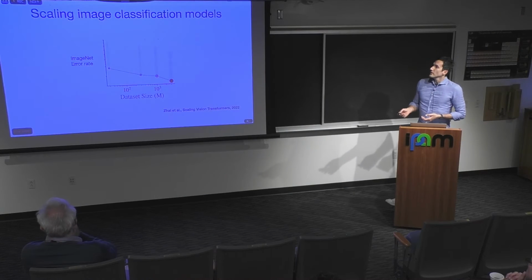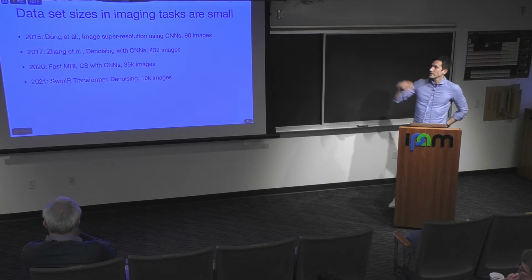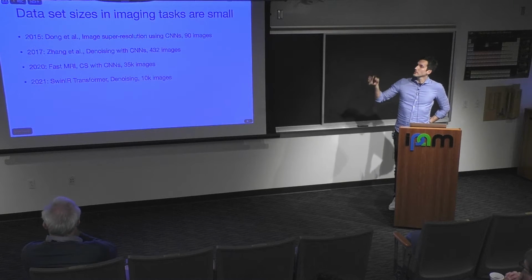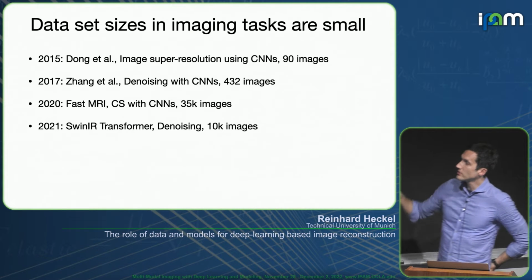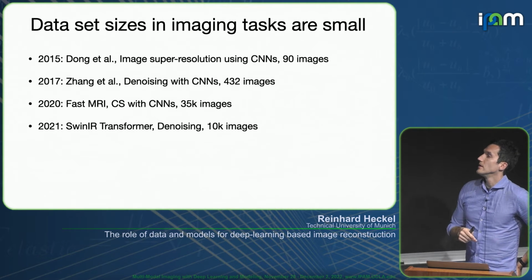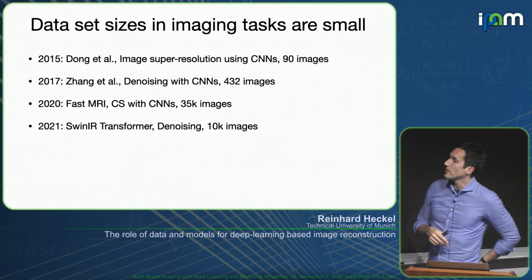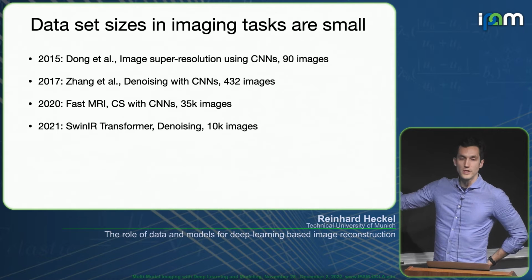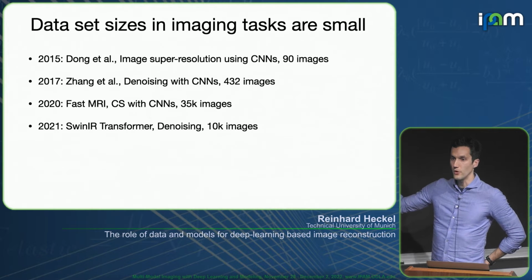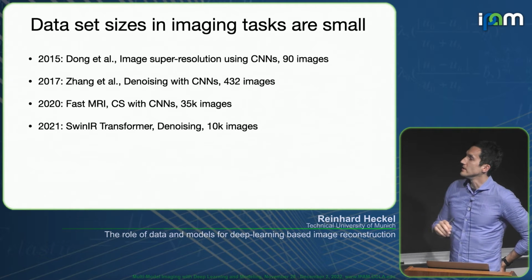Okay, but seeing that, now let's go back to image reconstruction problems. If we look at them, it turns out that the dataset size is actually really small. Here are a few examples, all very well-received, highly cited papers. For example, there's a paper on image super resolution that gives excellent performance to that date. It's trained on 90 images.